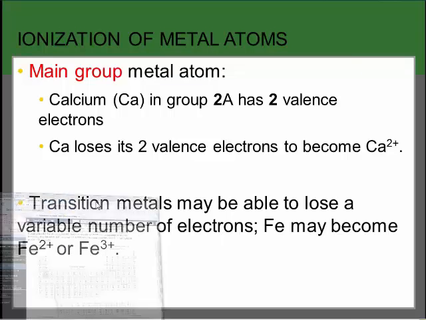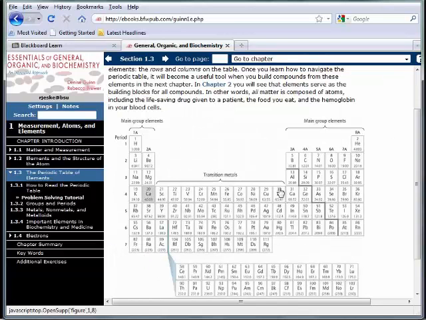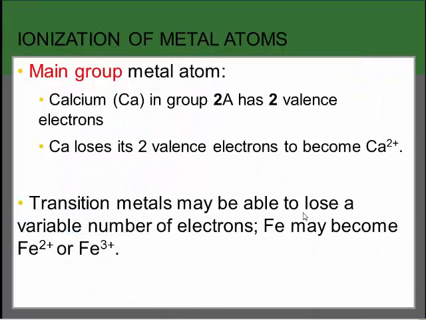Transition metals, however, again, those are the ones present in this block here, can vary in the amount of electrons that they lose. So, for example, iron could be iron 2+, or it could be iron 3+.